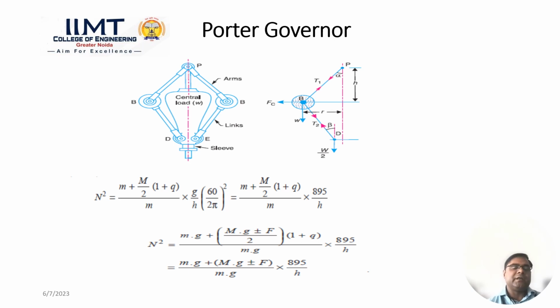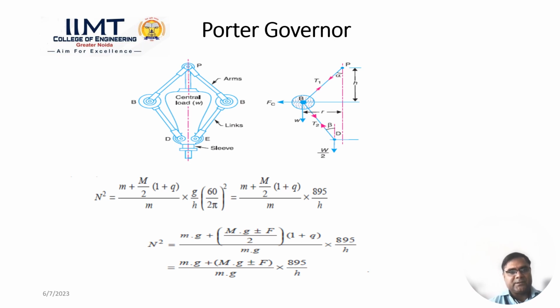Here, if you talk about the equilibrium speed, we can calculate it in two different ways. One is the equilibrium method, and another is the instantaneous center method. In the equilibrium method, we consider the equilibrium of points D and E, and resolve horizontally and vertically. The final equation generated for this governor is n square equals m plus capital M divided by m, multiplied by 895 divided by h.